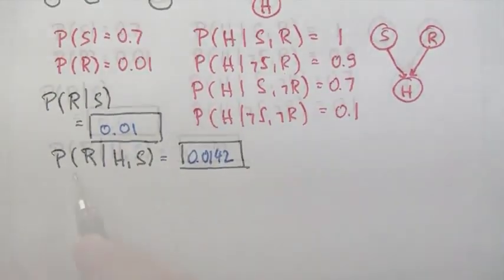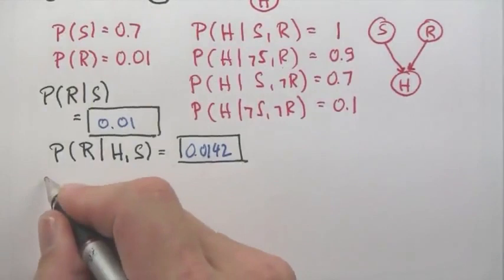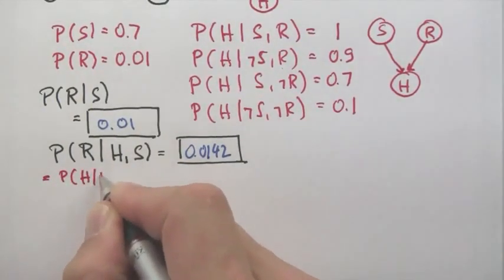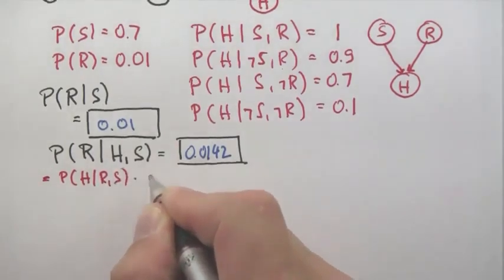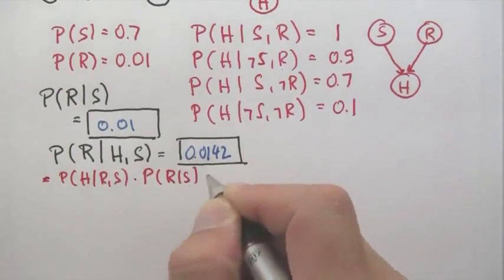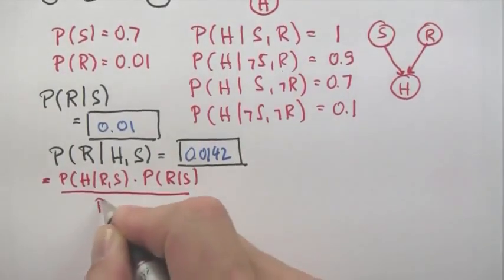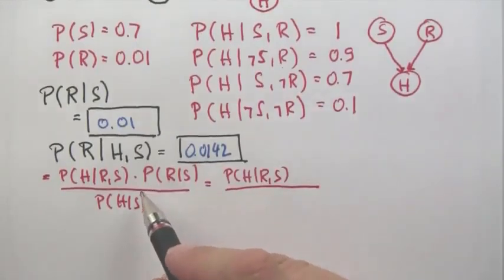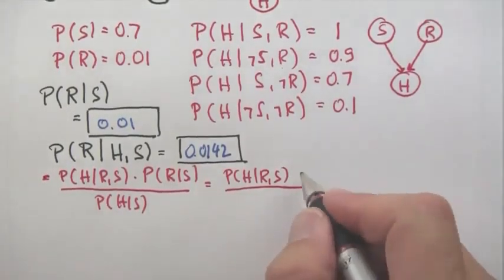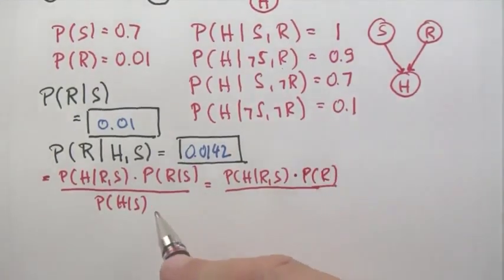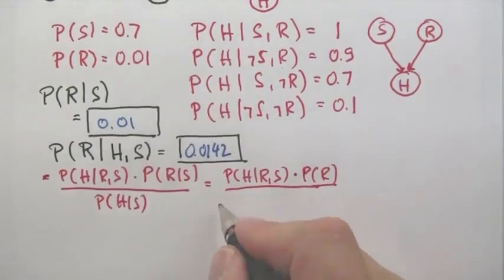Using Bayes rule, we can transform this into P of H given R, S times P of R given S over P of H given S. We observe the conditional independence of R and S to simplify this to just P of R, and the denominator is expanded by folding in R and not R.